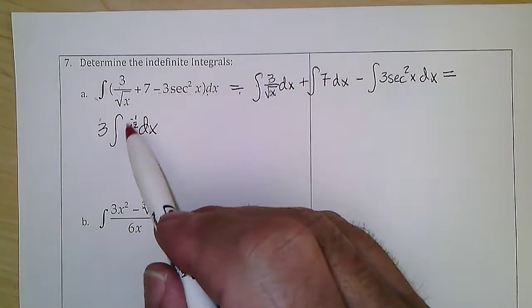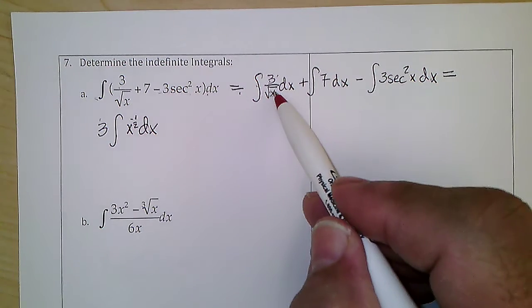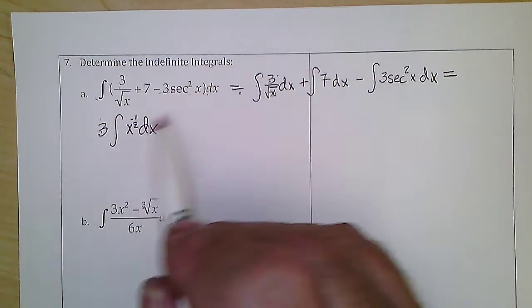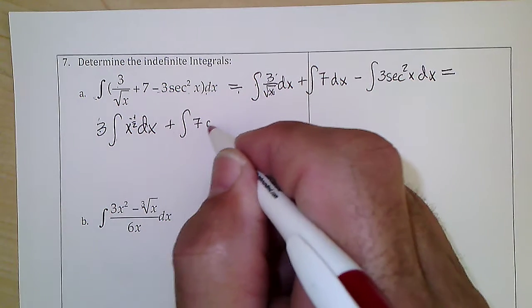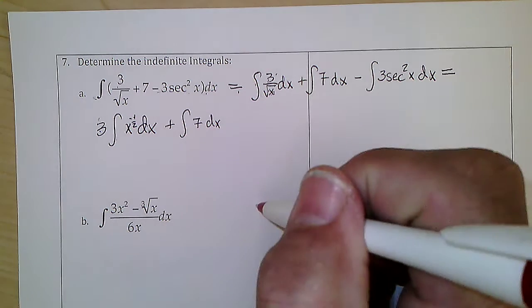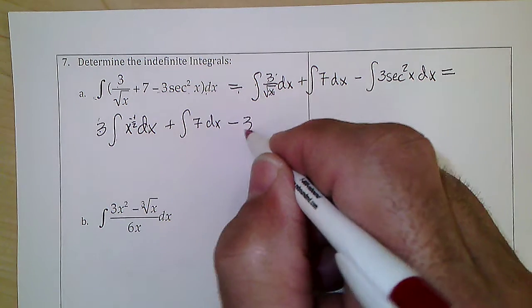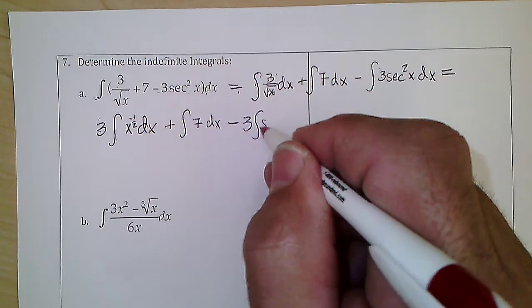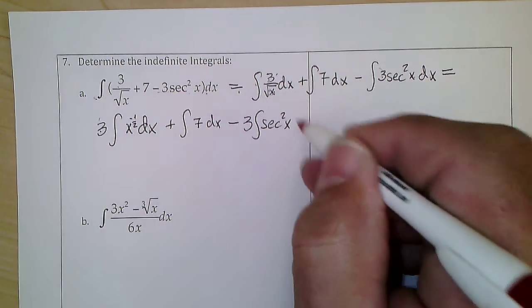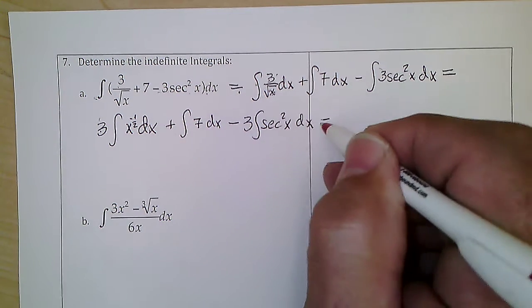So x to the -1/2 is 1 over the square root of x times a 3, so I haven't changed that part. Plus the integral of 7 dx, minus 3. I can pull the 3 out because it's a constant times this, integral of secant squared x dx.